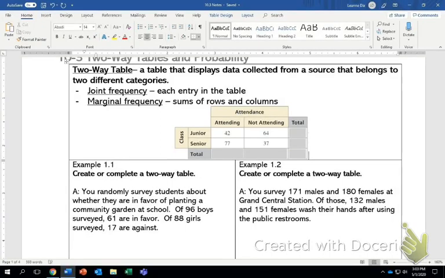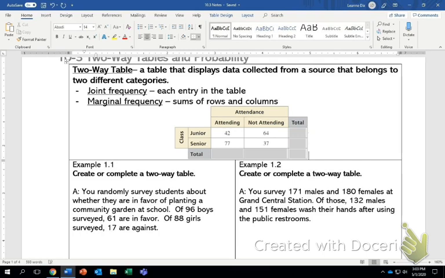So 10.2 started introducing some two-way tables near the end, and we're going to go ahead and just do an entire section on two-way tables. So two-way tables are a table that displays data collected from a source that belongs to two different categories.